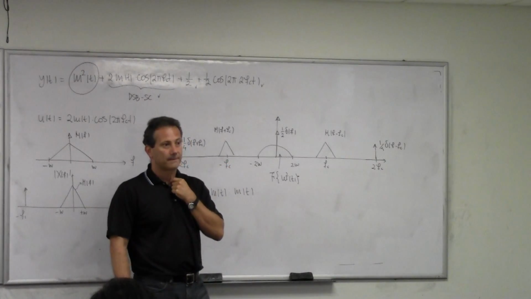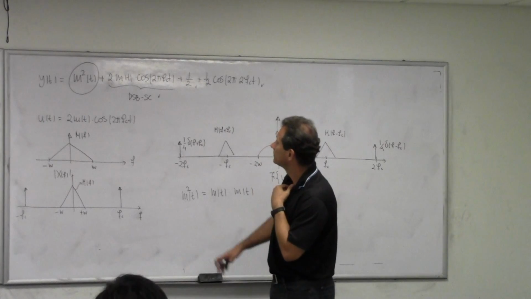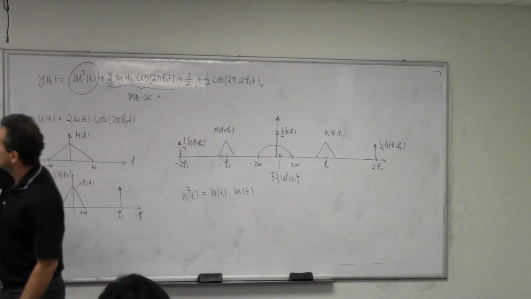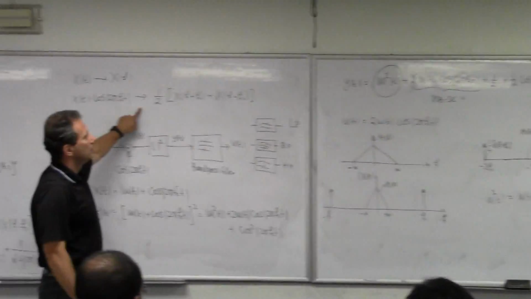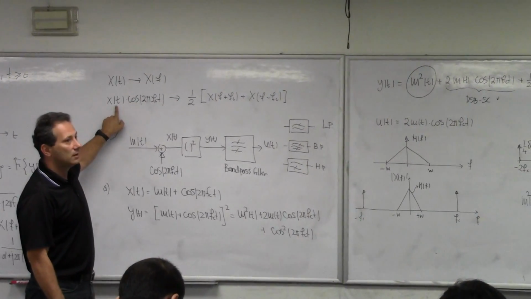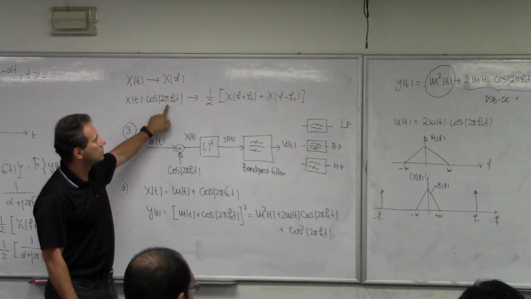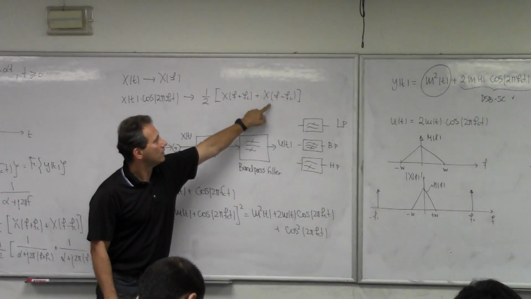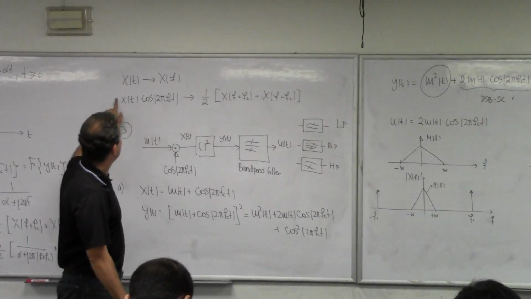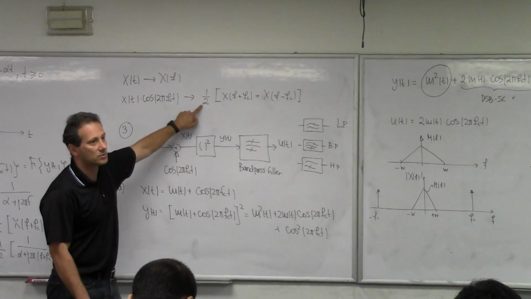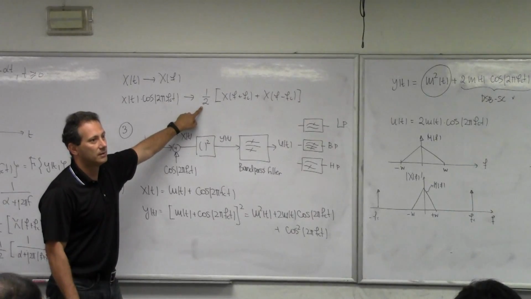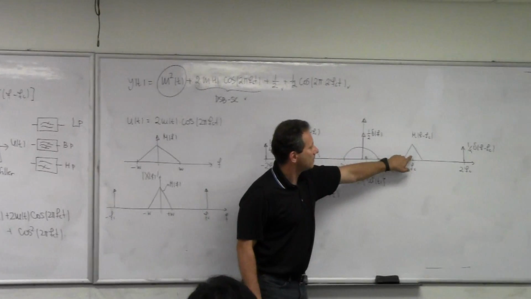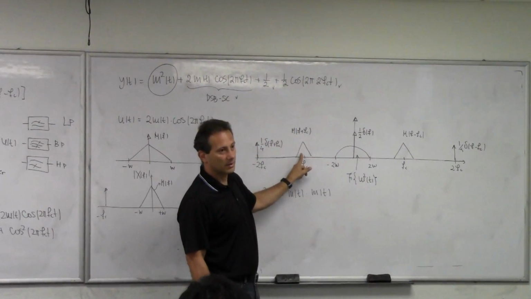I don't see that. How did you get the second component, which is 2m(t) cosine? This one? Yes. This is the same thing that I have here, right? Because I have m(t) multiplying cosine, so this is 1/2 M(f + fc) plus M(f - fc). Because I have 2m(t), this 1/2 goes away, right? So what this does is translate M here and M here, right?